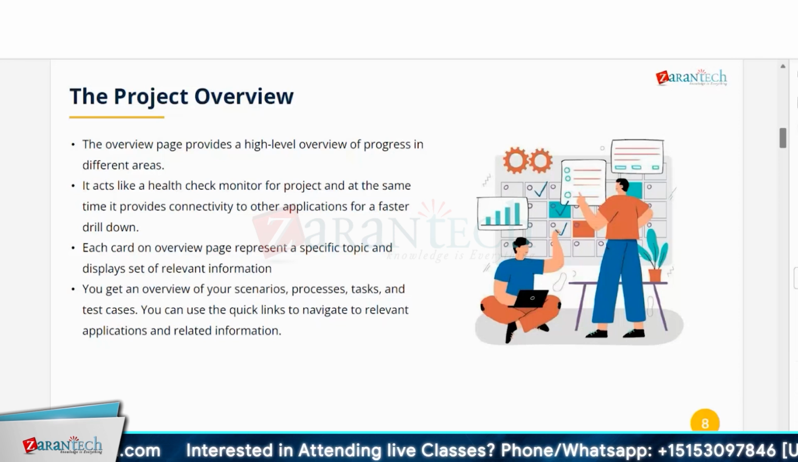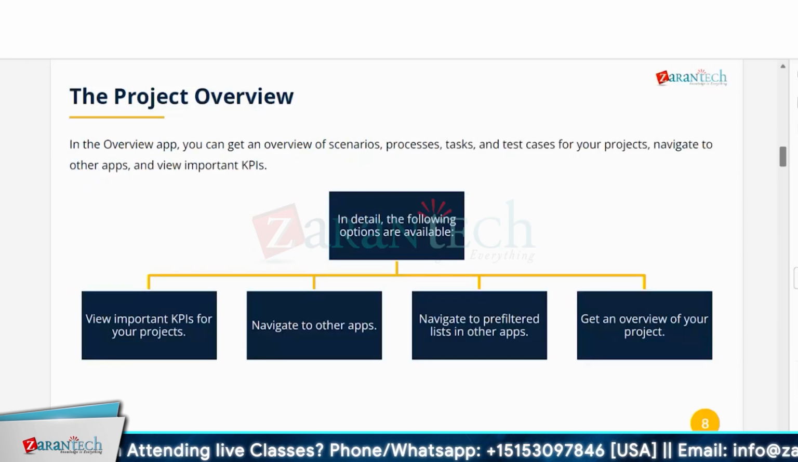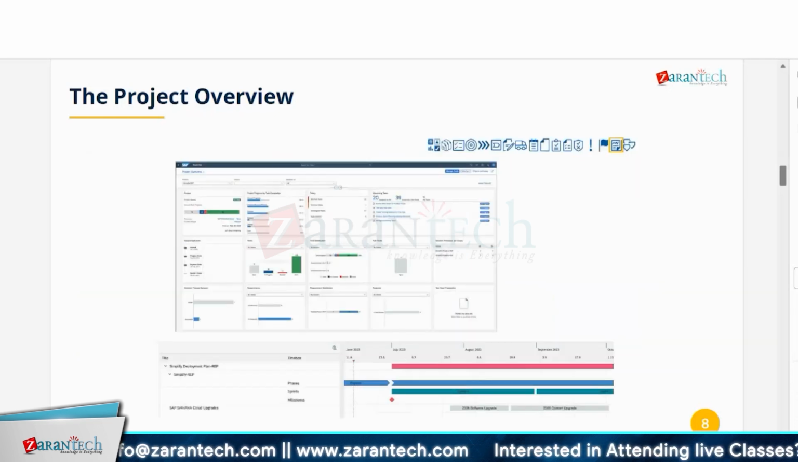And you can then have a detailed look at what you are looking for. So it's the same in detail, the following option, right? You can see important KPIs for your project and navigate to other apps. From the project, as I said, you can navigate to requirements, tasks, features, user stories, roadmap, test cases, test plans, defects, more or less all the apps, right? Okay, get an overview page. So it's the same thing. So this is an overview.